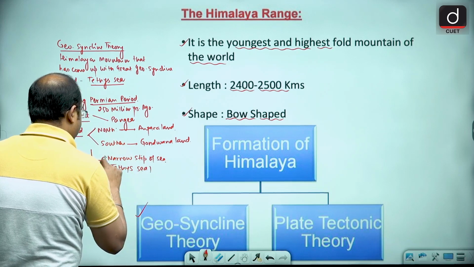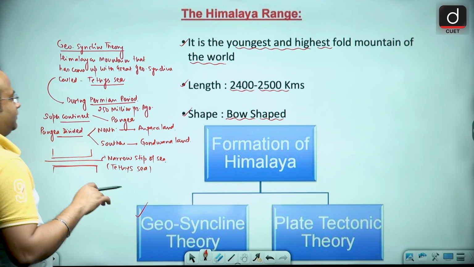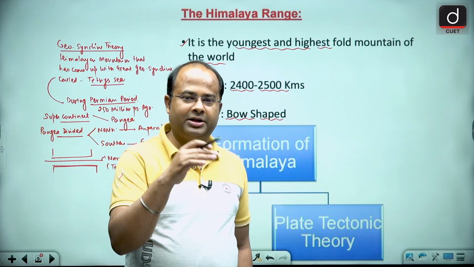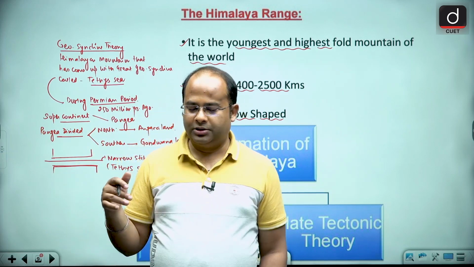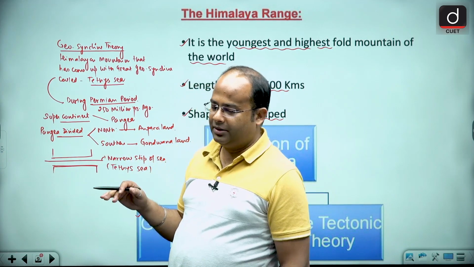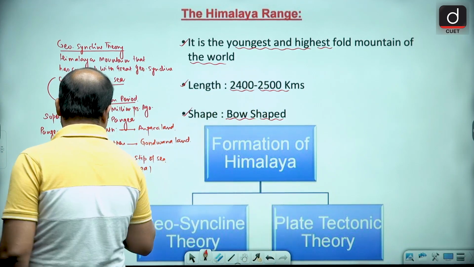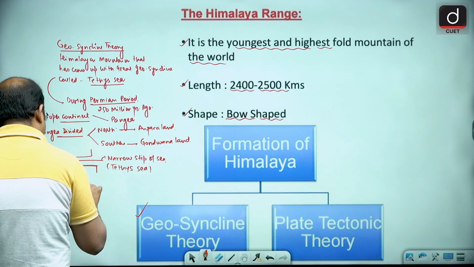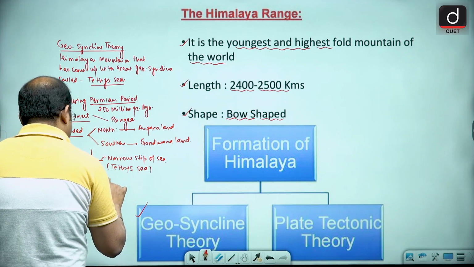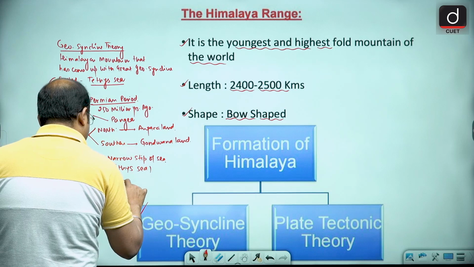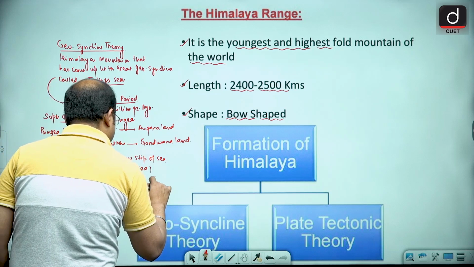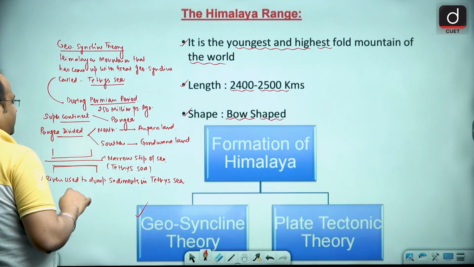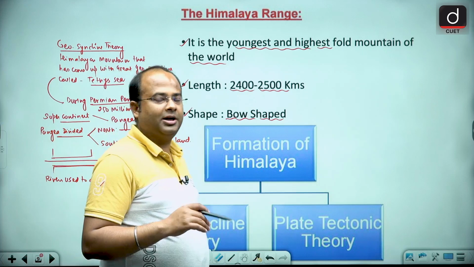This was called Tethys Sea, the narrow strip of land. When the rivers were flowing, there were many rivers that used to flow through the Tethys Sea. The rivers used to dump their sediments in the Tethys Sea.